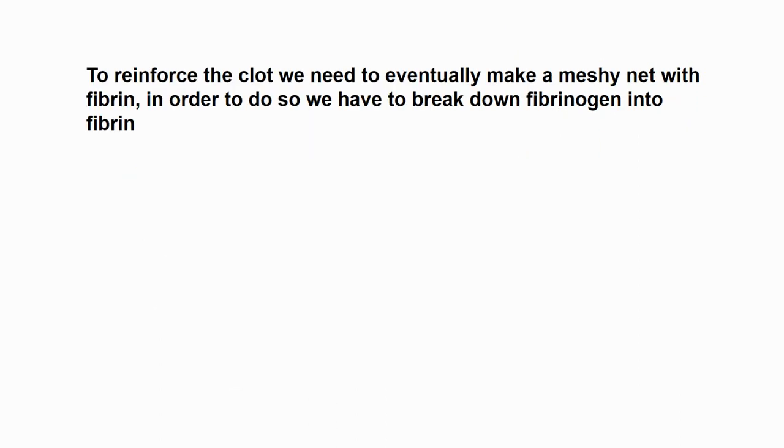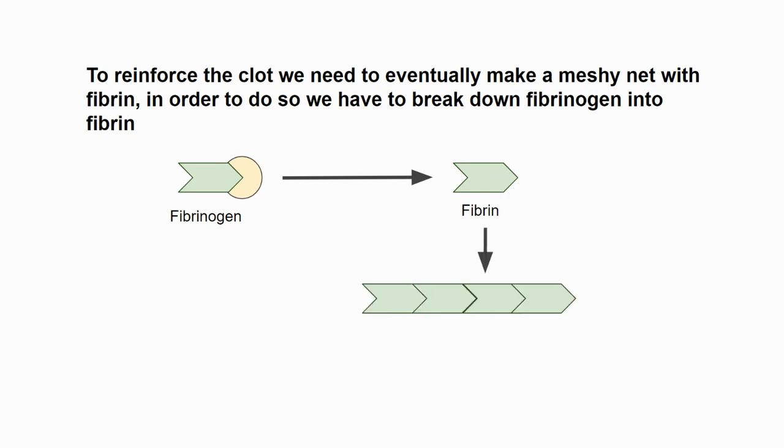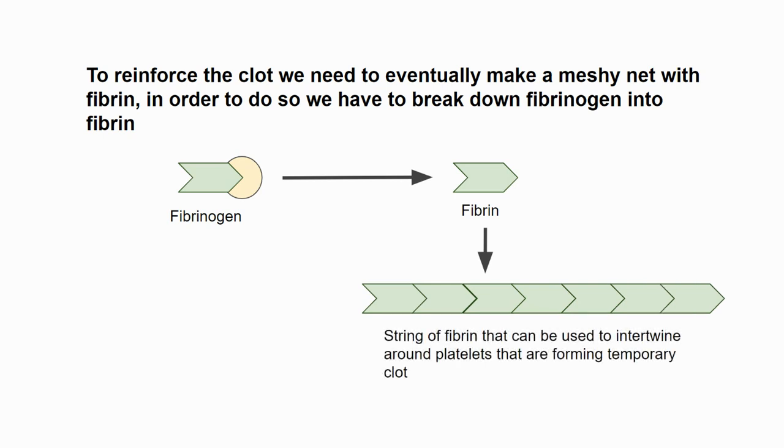During this time, we need to reinforce this clot. So we're going to make a big net with something called fibrin. In order to do so, we have to break down something called fibrinogen, which is a more stiff structure, into fibrin. So this is fibrinogen, and this is fibrin. How do we go from fibrinogen to fibrin so that we can make a nice long fibrin thread? This is the stuff that's going to intertwine around the platelets that form the temporary clot. You do not need to draw this. I'm just explaining what we are using.